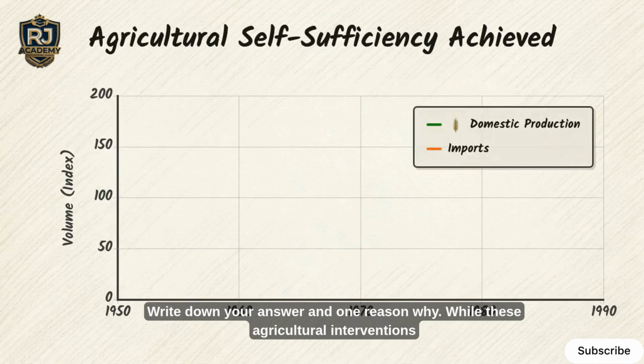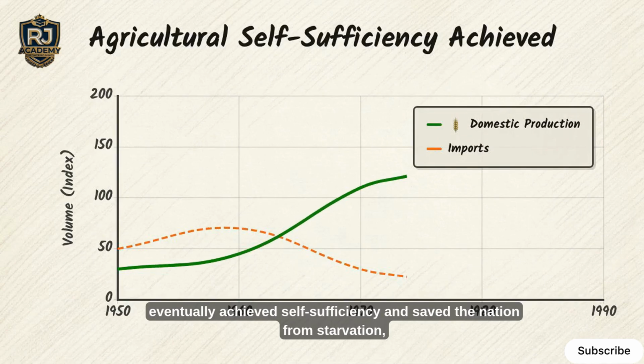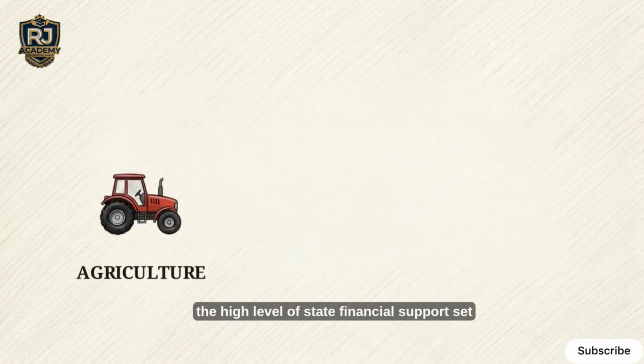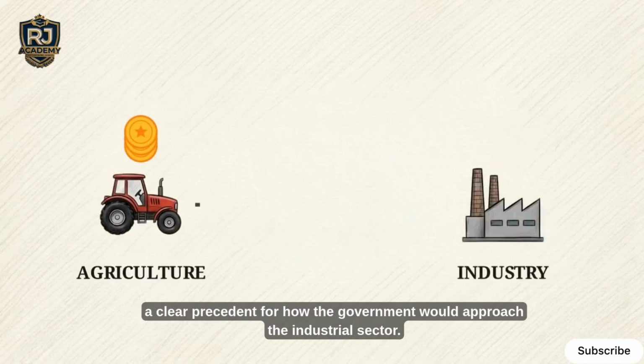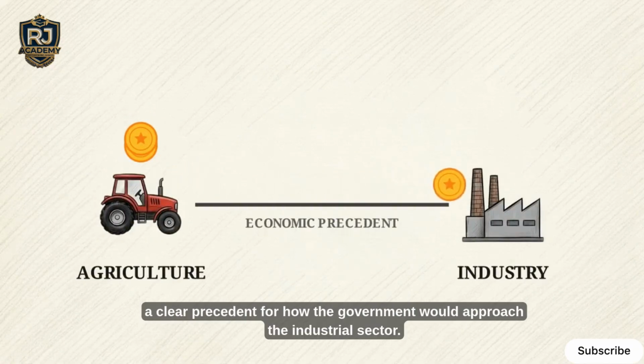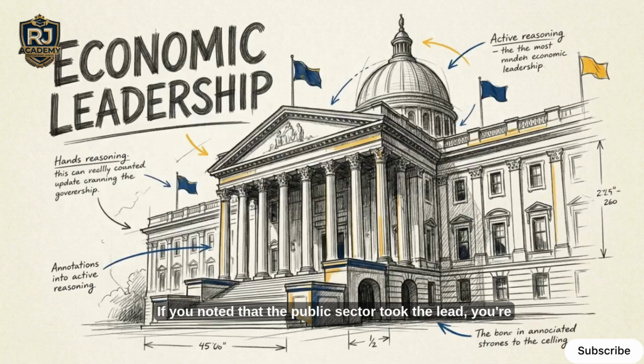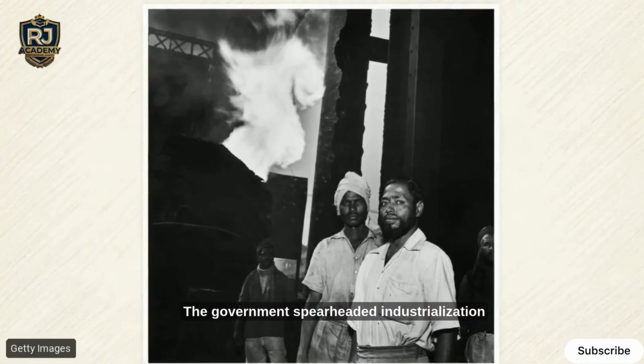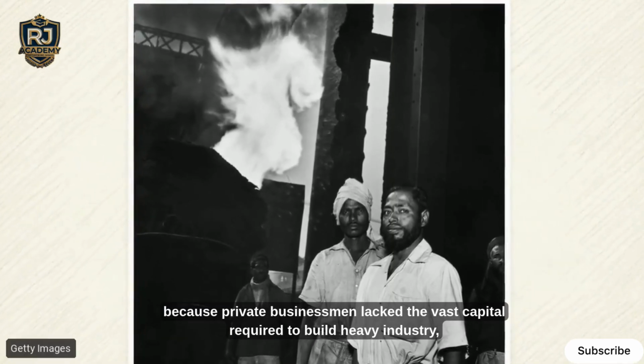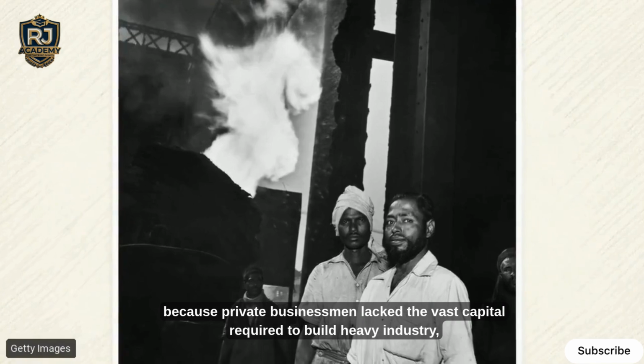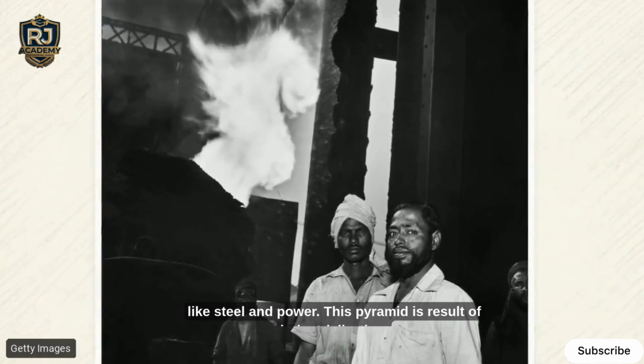While these agricultural interventions eventually achieved self-sufficiency and saved the nation from starvation, the high level of state financial support set a clear precedent for how the government would approach the industrial sector. If you noted that the public sector took the lead, you're correct. The government spearheaded industrialization because private businessmen lacked the vast capital required to build heavy industry, like steel and power.